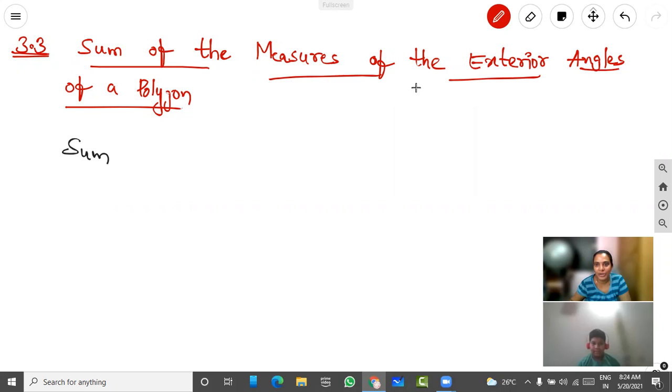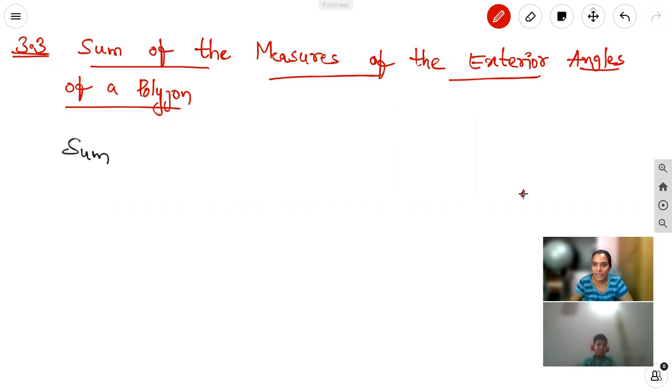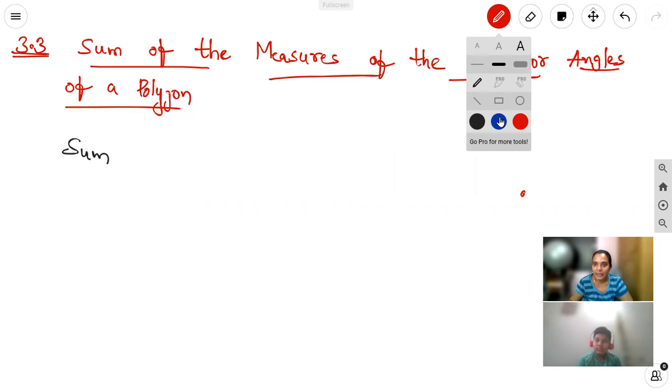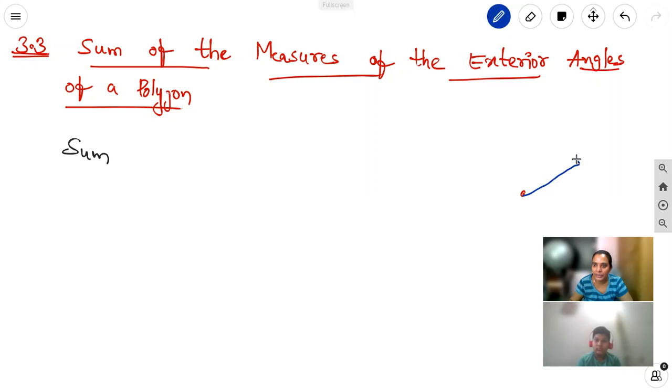Some of the measures of the exterior angles of a polygon. Here we can measure the exterior angles. Suppose we start at a point and then we go forward and turn to the left side. Then here the straight line making angle is 1 degree. That is the first angle.